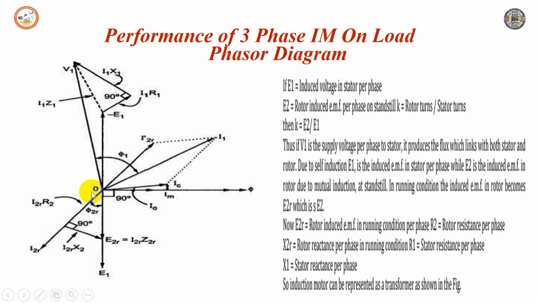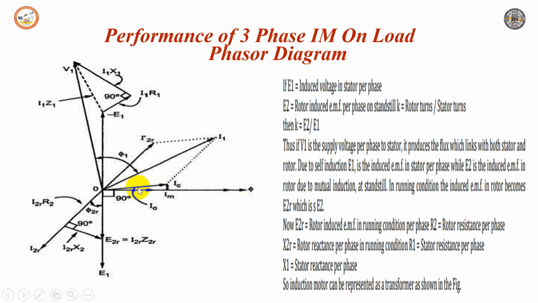So we know that the rotor current, which is in the rotor side, because of this induced EMF, develops a rotor current which has a phase angle difference of phi 2R with respect to E2R. And we know I2R R2 of rotor is in phase with I2R. And the I2R X2 of rotor is exactly at 90 degree with respect to this I2R R2. So completing this vector, I2R R2 and I2R X2 gives the resultant, that is I2R into Z2R.